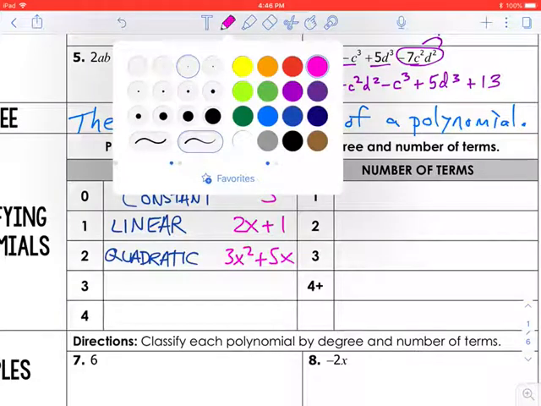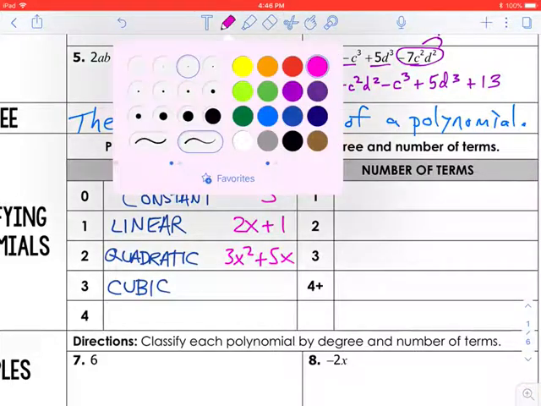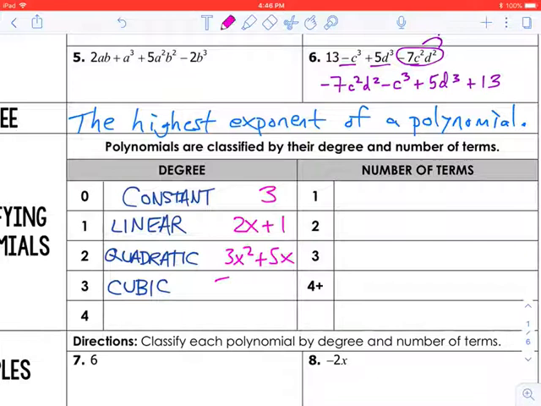Okay? And then if it's 3, that's called cubic. It's called a cubic polynomial. So that'd be something like 5x to the third plus 2x plus 1. Okay, so that's a highest exponent of 3. And then 4 and more is just 4th degree, and so on. Okay, so like 5x to the 4th or something like that.